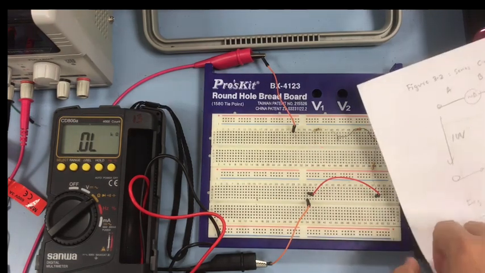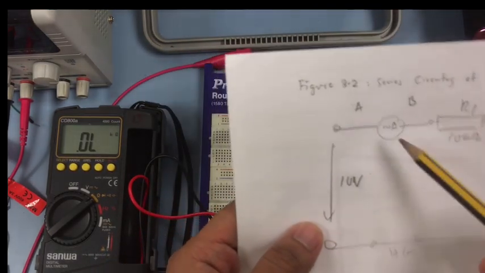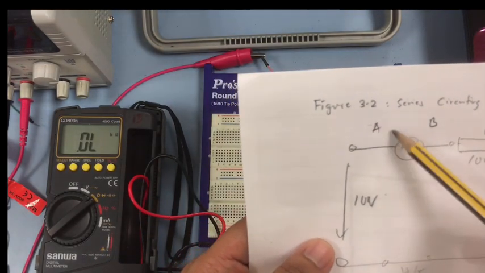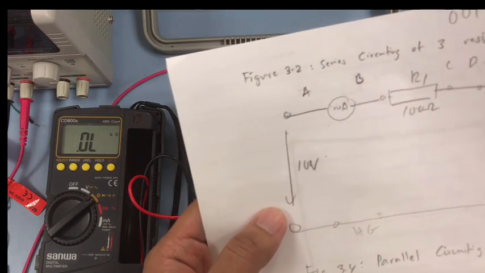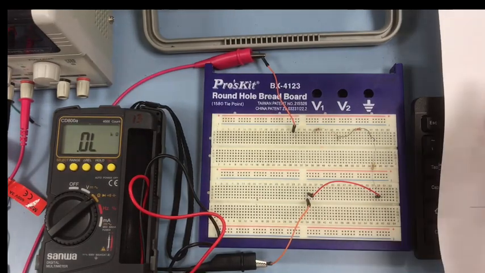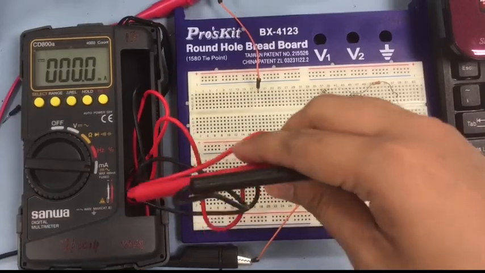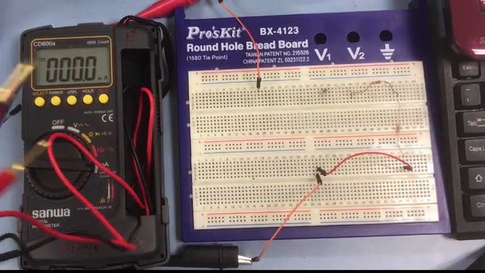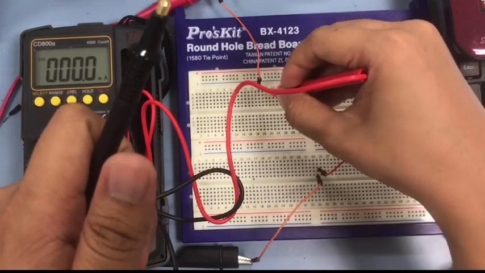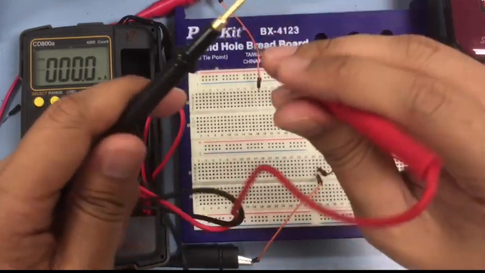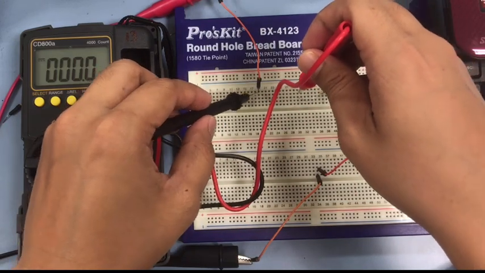Okay, test point AB. So how to create AB? AB is to measure the current. So for measuring current, you need to do a series connection for the ammeter. Okay, now we want to measure AB. So I break the connection here, A and B, since we have to create a series connection for the ammeter.